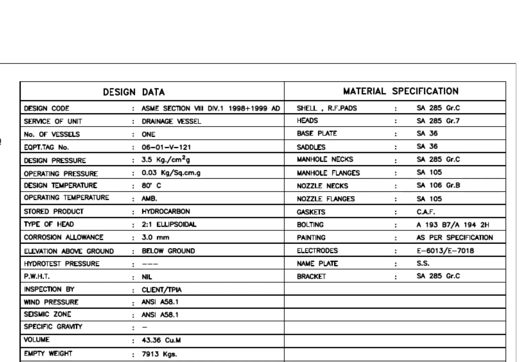My previous videos will give you more details about elliptical dish heads. The corrosion allowance is 3 mm. This is a below ground tank.